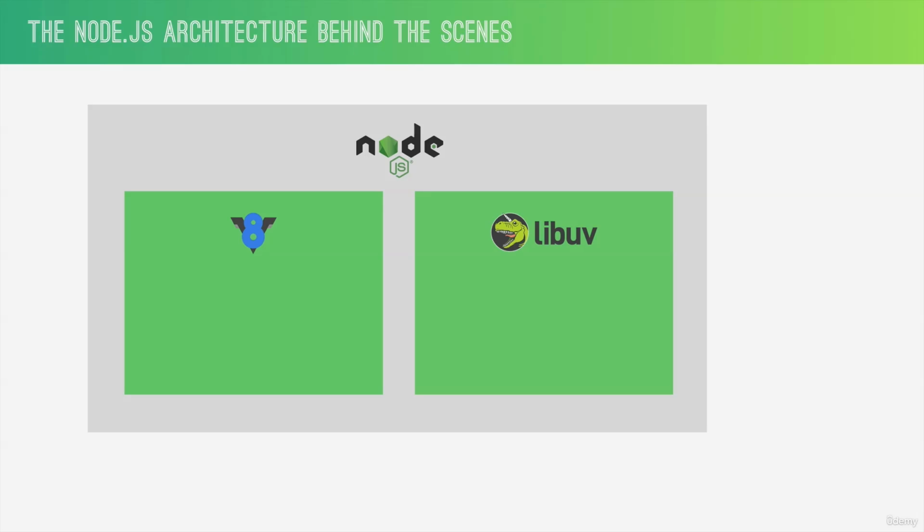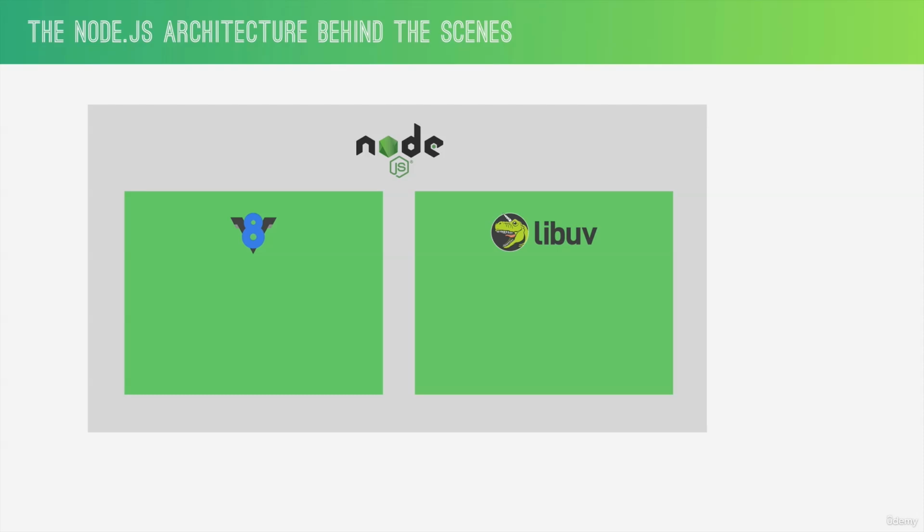Now, we said before that Node is a JavaScript runtime based on Google's V8 engine, right? And so that's why it appears here as a dependency. If it wasn't for V8, Node would have absolutely no way of understanding the JavaScript code that we write. And therefore, V8 is a fundamental part in the Node architecture. So again, the V8 engine is what converts JavaScript code into machine code that a computer can actually understand.